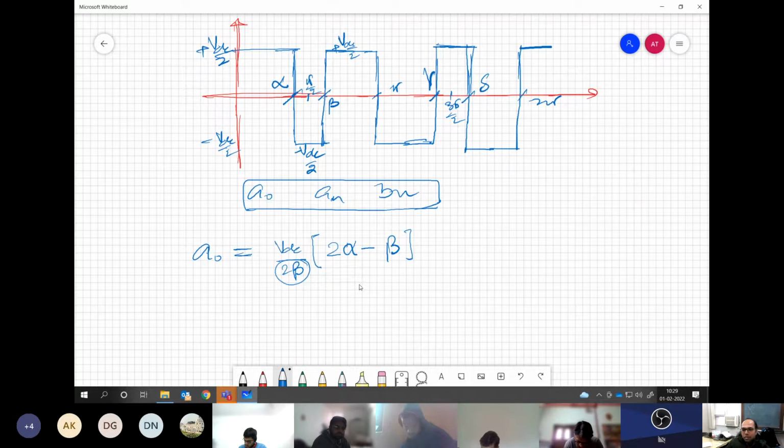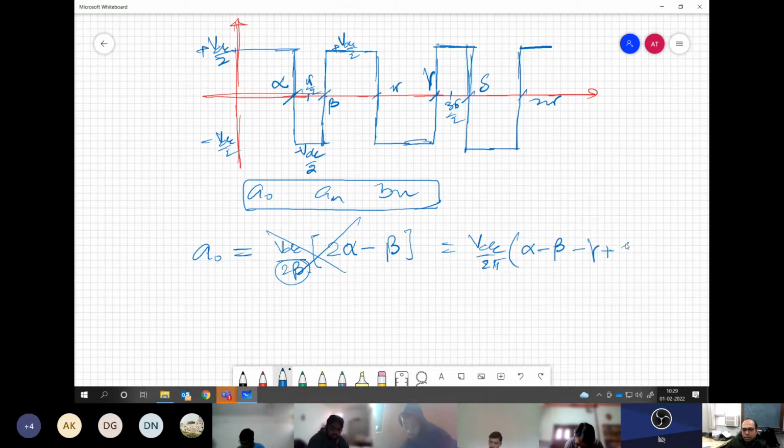After that, this waveform signal is the same. Yes, sir. VDC by 2 pi into alpha minus beta minus gamma plus delta. This is what we are getting, right? Okay. What about AN?